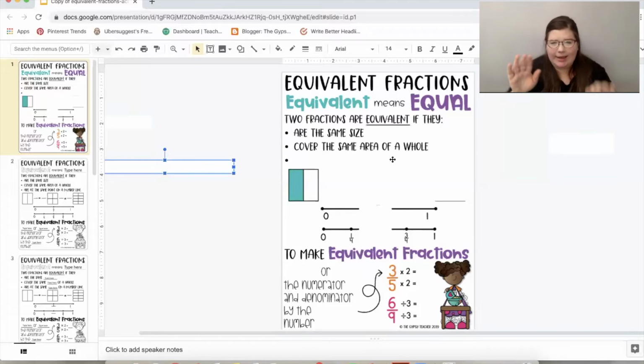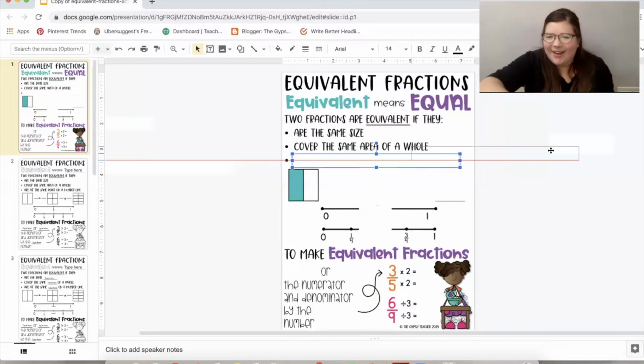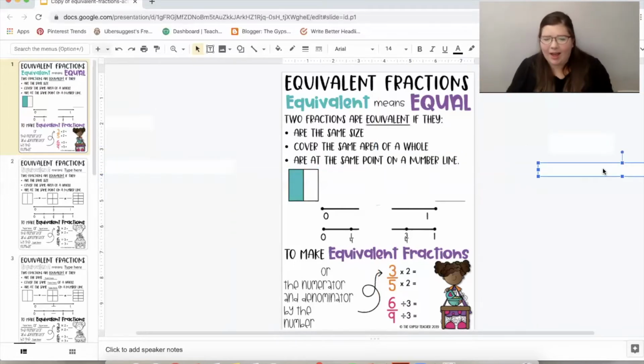You ready for this? Can I get a drum roll? Are at the same point on a number line. Raise your hand if you know what a number line is. What's a number line? Tell me. A number line is a line that tells you the points on it, right? So we can say 1, 2, 3, 4, 5, 6, 7, 8, 9, 10, or 1/4, 1/2, 3/4, 1, all of that.